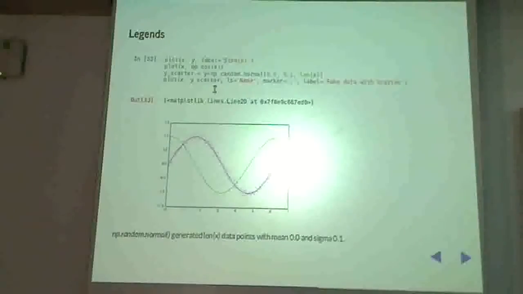Okay, so for every y, it draws from a normal distribution, and it calls it y scatter. Now I plot x comma y scatter. These two have produced this curve, this blue curve and the green curve. This last line, what does it do?